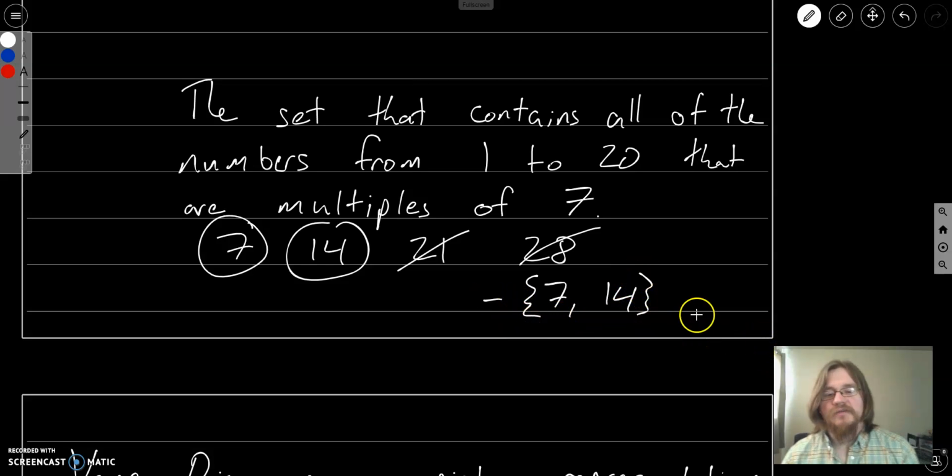So sets can have lots of different things. Most of the sets that we'll be talking about will have things like numbers or shapes, things that are related to mathematics.